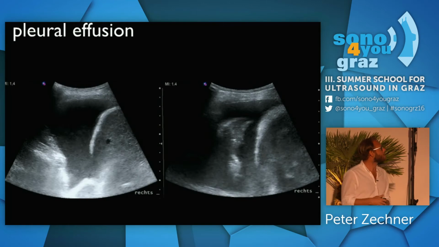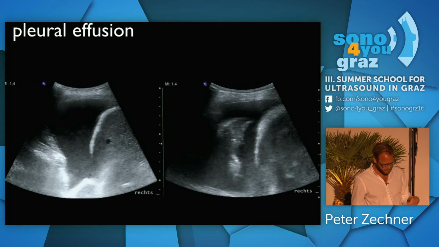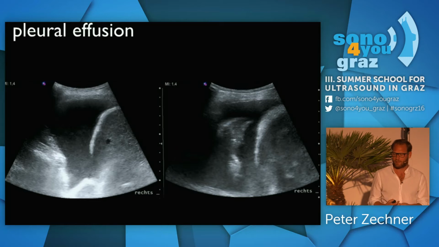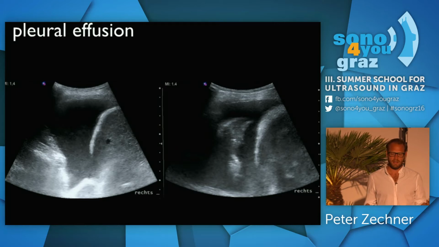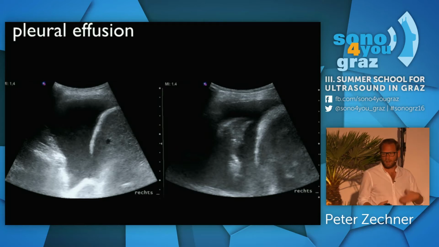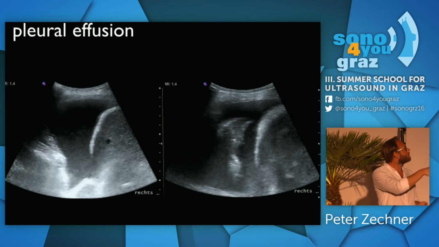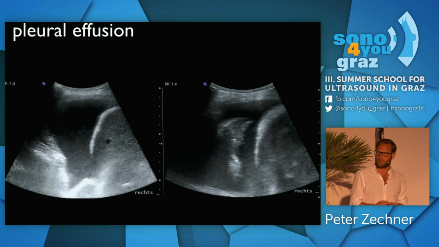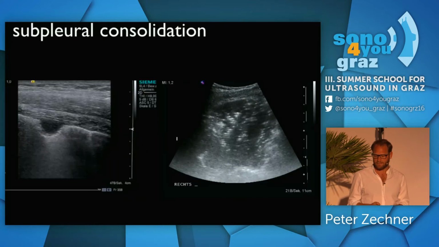The next sign is pleural effusion. That's pretty simple and a very old topic. Ultrasound has been used for the detection of pleural effusion for many, many decades, and it's pretty easy. Like in the FAST exam, we see an echo-poor or echo-free area over the diaphragm, and often we see some consolidation within this effusion. This is caused by either inflammation, but more often by compression because of the pleural effusion.